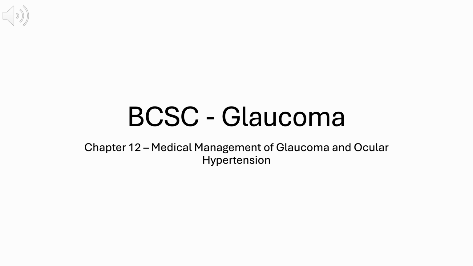Welcome to Chapter 12 of the Glaucoma series. In this section, we'll focus on the medical management of glaucoma and ocular hypertension. We'll explore how pharmacologic therapies are used to lower intraocular pressure, how different medication classes work, and how to tailor treatment for individual patients. By the end of this chapter, you should have a solid understanding of the principles behind each drug category, their mechanisms of action, and the clinical decision-making that guides their use.